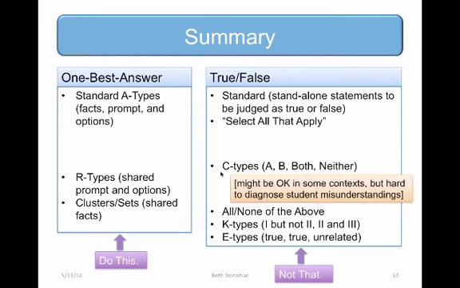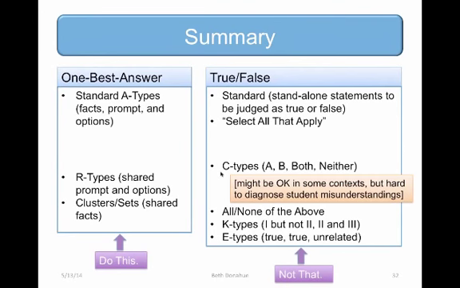So here's a little summary. Whoops. I got a little formatting issue there on my slide. I apologize for that. The one best answer questions, standard A types, facts, prompt, and options are all in A types. And I think there's supposed to be a box there that just refers you back to the second webinar if you would like some tips on how to draft those.